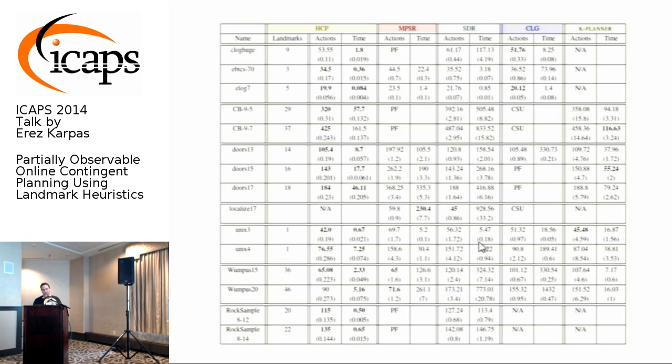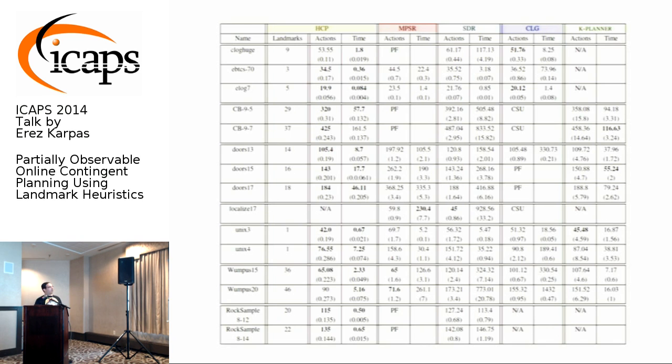Okay, so here are the empirical results. Basically, we compared HCP to MPSR, SDR, CLG, and K-planner on a bunch of problems. And we ran each of these problems, how many times, Shlomi? A few times. These are averages. So we have the average number of actions and the average solution time. And as you'll see, most of the time HCP is fast and also cheap. Now, localize is one example where we can't solve because our stronger projection is still not strong enough to do the inference needed for localize.